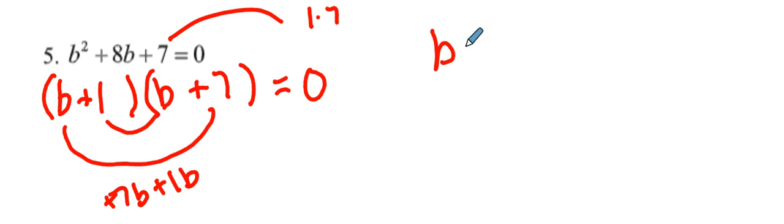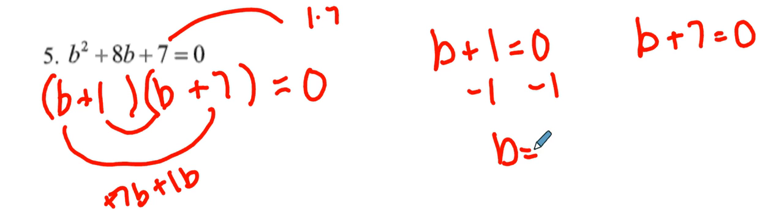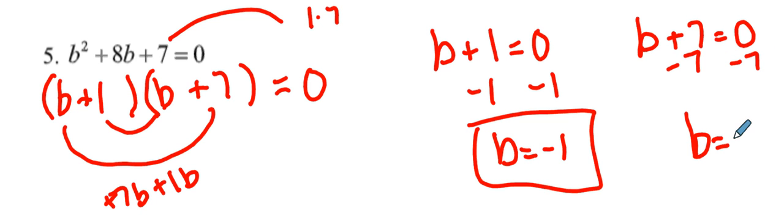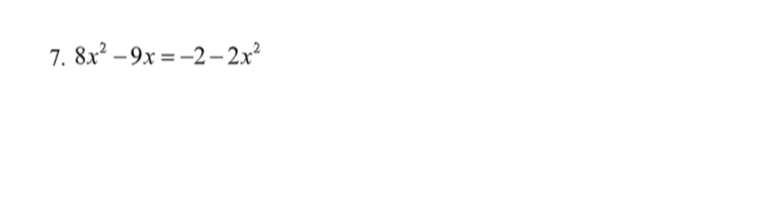Now we take each of these, b plus 1, which is one of the factors, we set it equal to 0, and b plus 7, we set that equal to 0. We subtract 1 from each side, and one of the answers is b could be negative 1. We subtract 7 from each side, and one of the answers is b is negative 7. So that one's solving by factoring. The other one was solving by taking square roots.